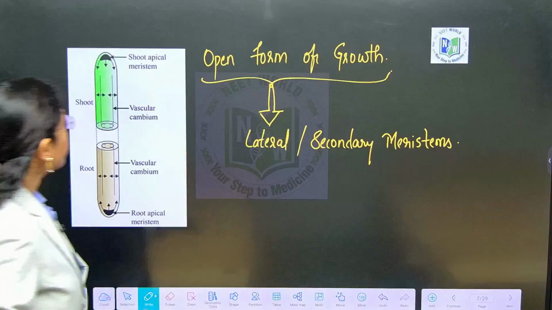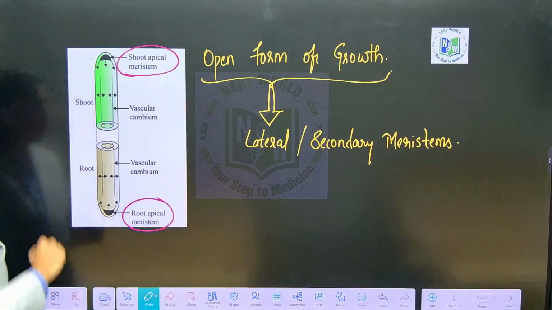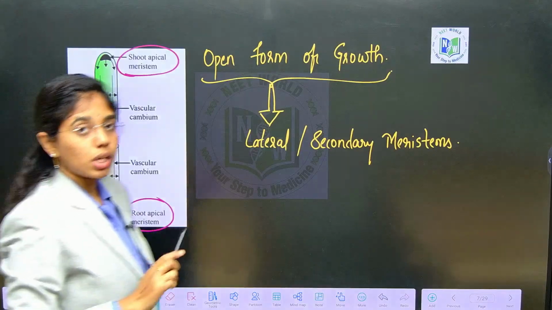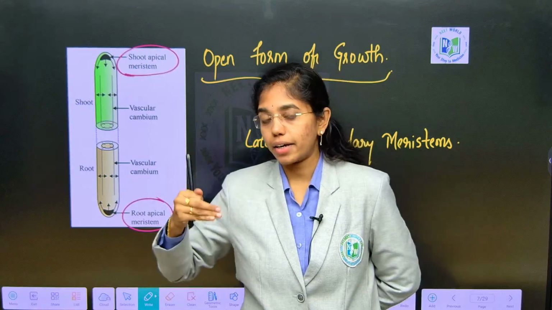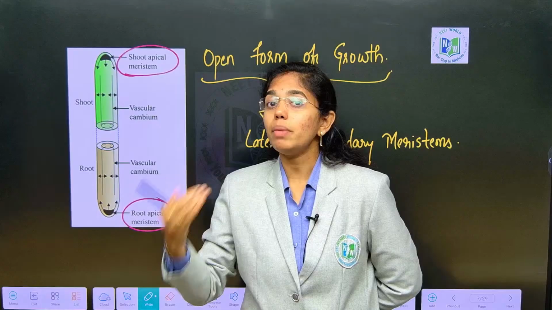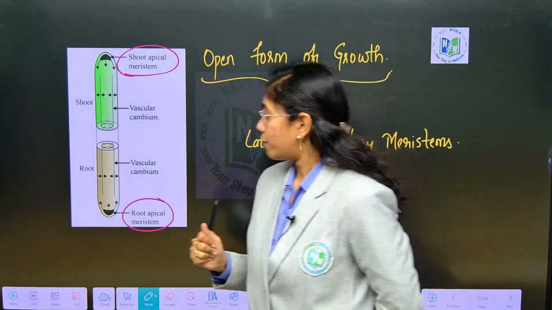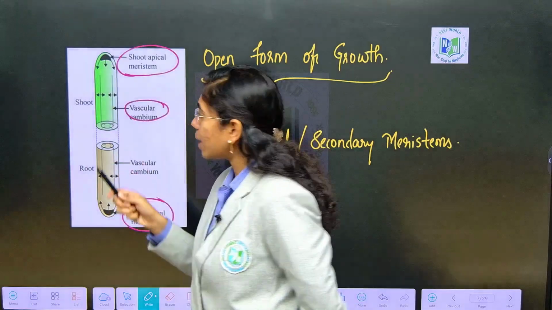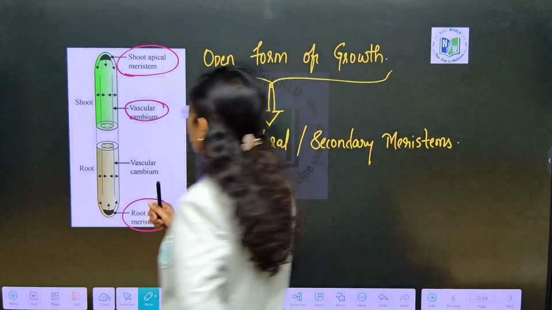Here you see the shoot apical meristem and root apical meristem, which are at the terminal regions. They focus only on the cell division at the terminal regions, both at RAM and at SAM. At the terminal regions, cell number will be increased, thereby the length of the plant will be increased. But consider vascular cambium and cork cambium, which will increase the girth of the plant, okay.